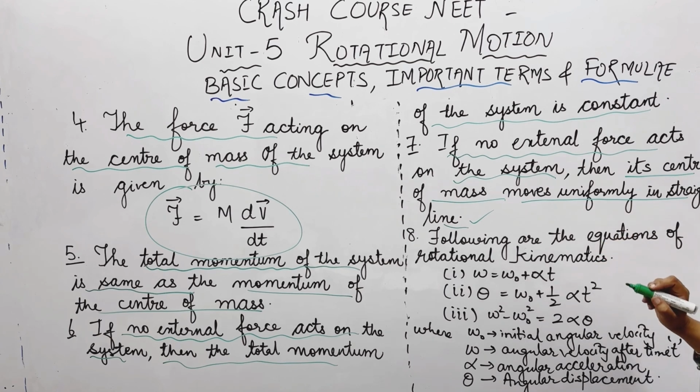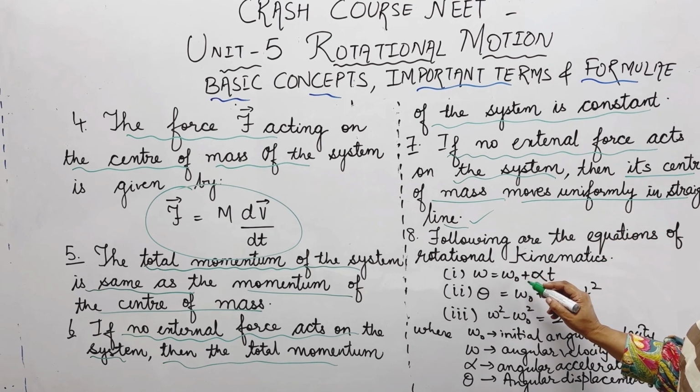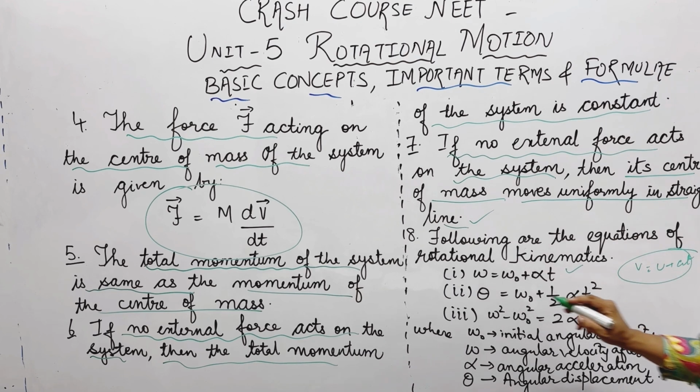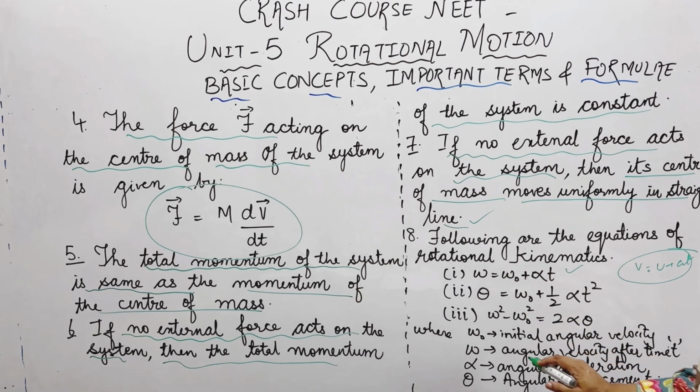And these are the equations of rotational kinematics. Omega equals omega naught plus alpha t. This is just similar to v equals u plus at. In terms of rotational motion, omega is the angular velocity after time t, omega naught is the initial angular velocity, alpha is the angular acceleration, and t is the time taken.